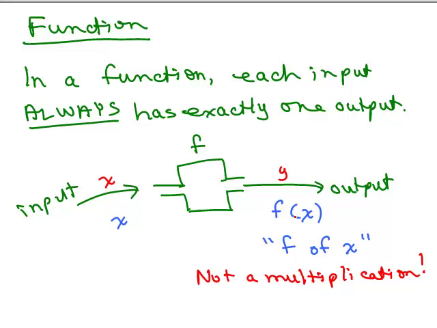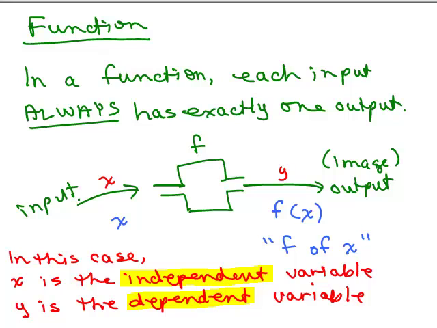Another word that's sometimes used instead of output is image. We might say y is the image of x, or f of x is the image of x, etc. Just a couple more vocabulary words. Whatever you put in is called the independent variable, because you can put anything in there. And then whatever comes out is called the dependent variable, because the image or output depends on what you put in. So if you input X and out comes a Y, we say that X is the independent variable because that's what goes in, and Y is the dependent variable because that is what comes out. It depends on what you put in.